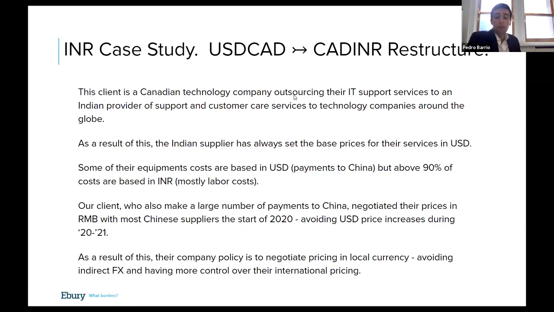And as a result of this, most suppliers that our client worked with in China started pricing in RMB prior to March 2020. So when the valuation of the dollar against the RMB happened in August last year, most of the suppliers that our client was working with didn't raise prices as much as those suppliers invoicing in USD. So they avoided about a 7 to 10% price increase by having arranged pricing in RMB prior to August 2020. In the next slide, we will see.